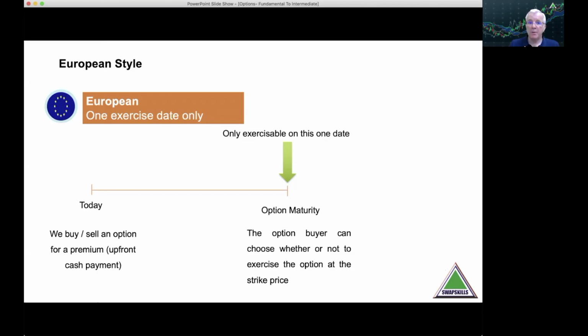So you pay me a premium today and we agree that at a point in time, 3 months, 6 months, a year, whatever, you will phone me and you will exercise or you will not exercise your right to buy or sell a commodity on that one day. So one phone call, one day in the future, relatively straightforward to price.